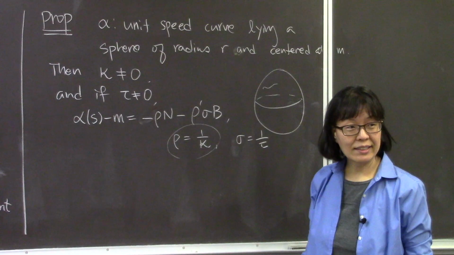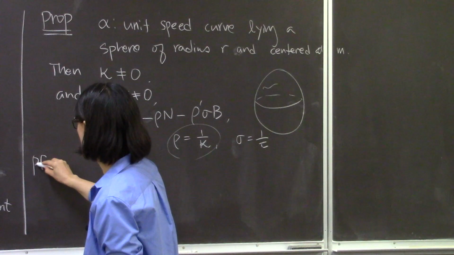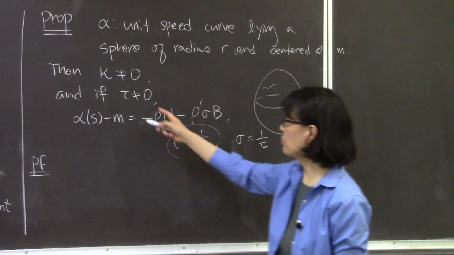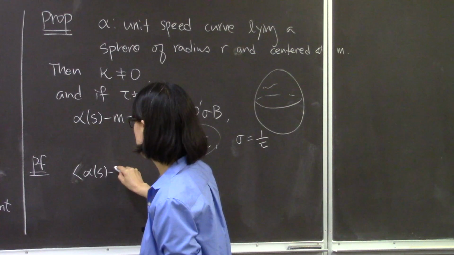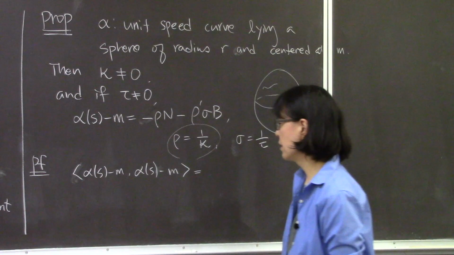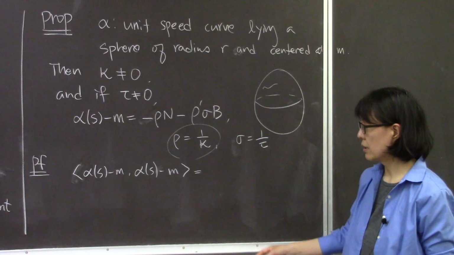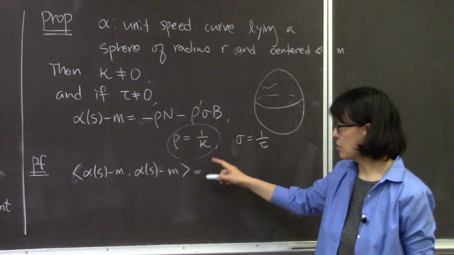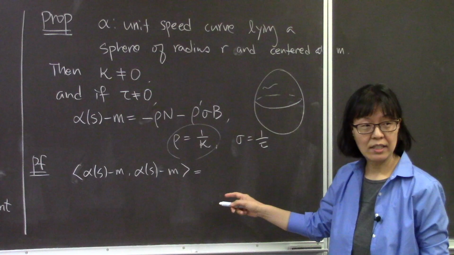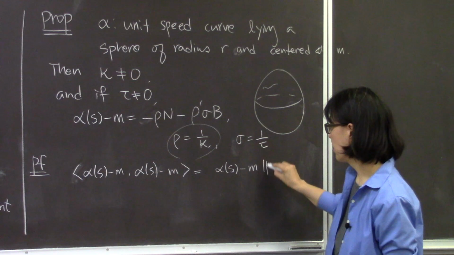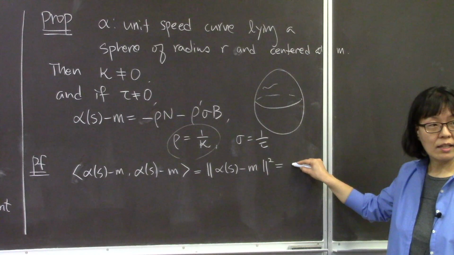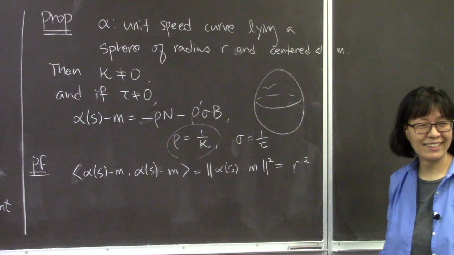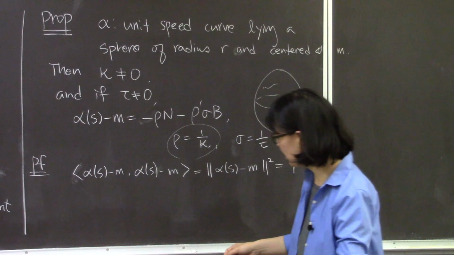Okay, then let's see the proof. Let's see this one first. By definition, we have that the square of the magnitude of alpha minus m is, what is that? R square. Radius square, right. Okay, now let's take the derivative of this expression.